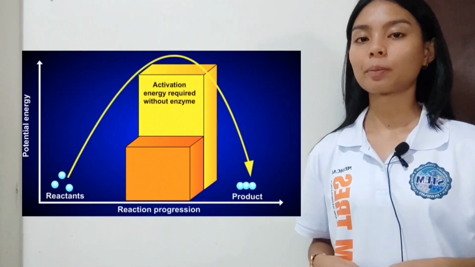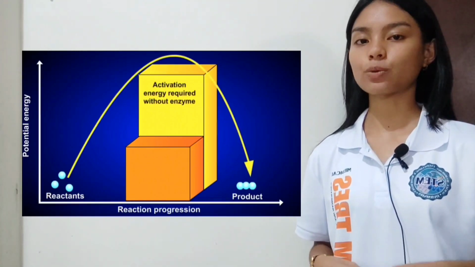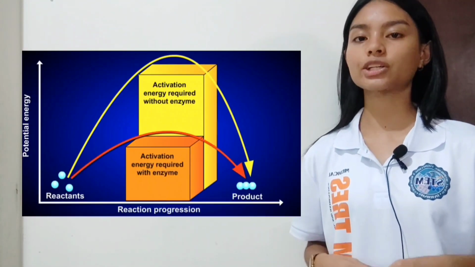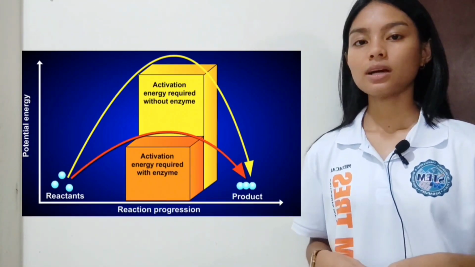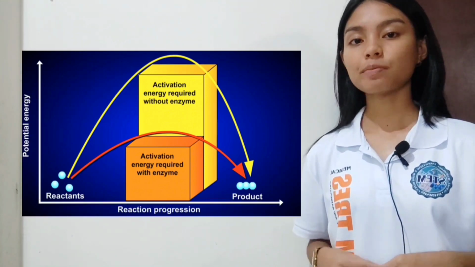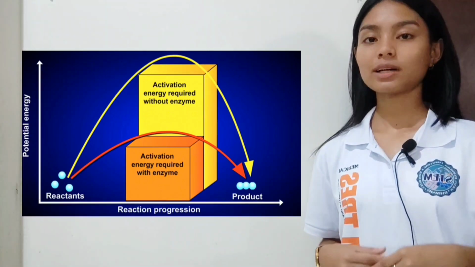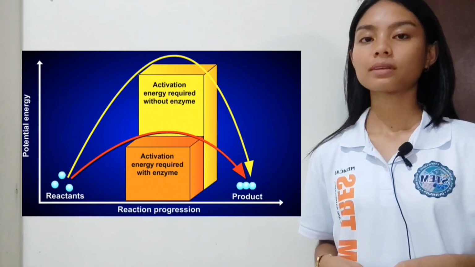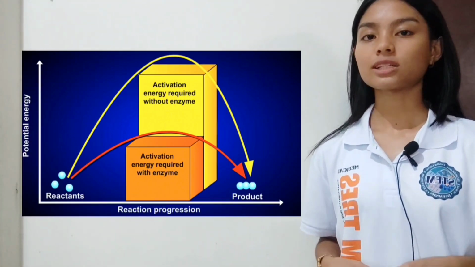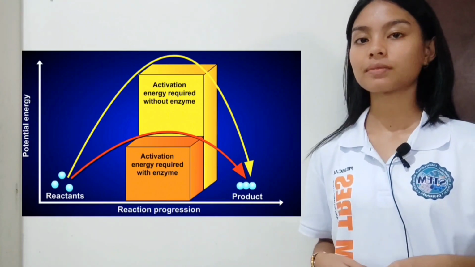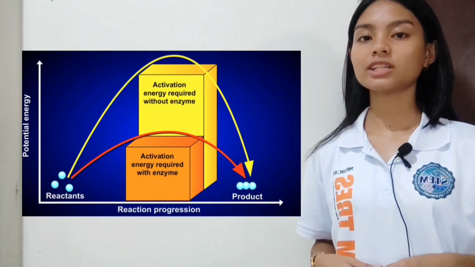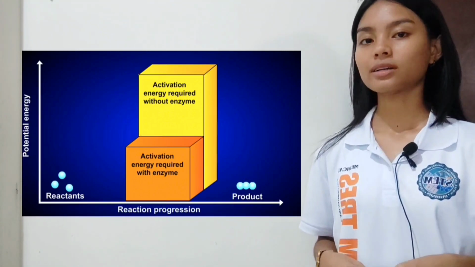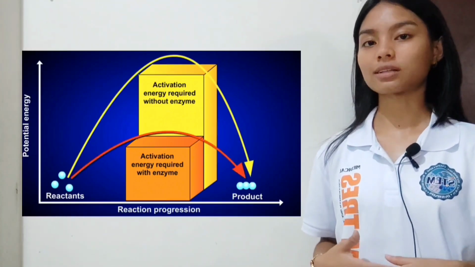The yellow speed bump represents a chemical reaction without an enzyme, and the orange speed bump represents the same reaction with an enzyme. As you can see, the orange speed bump is a lot lower. This is because the enzyme acts to physically bring the reactants together. By doing so, it increases the efficiency of the reaction and lowers the amount of energy needed for the reaction to occur. Since less energy is required, the reaction occurs at a faster rate.